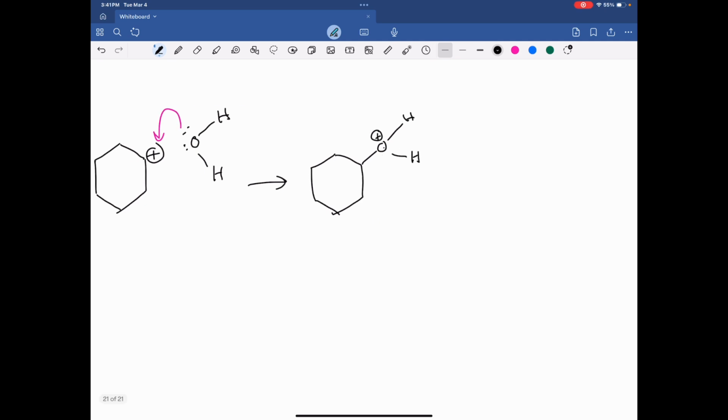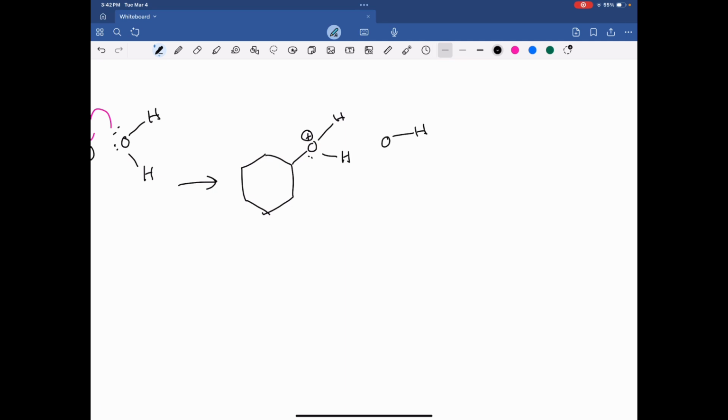Okay, now my water is going to attach here. I'm really bad at drawing lone pairs on oxygen, so if you catch that, I'm sorry, they are there, I promise. Okay, so then I'm just going to have another water come, grab a hydrogen. These electrons kick back to my oxygen, making it happy.